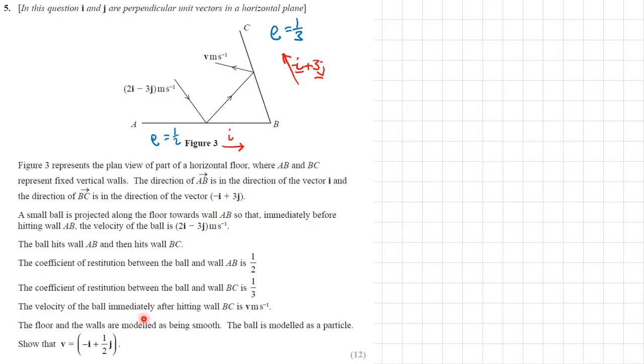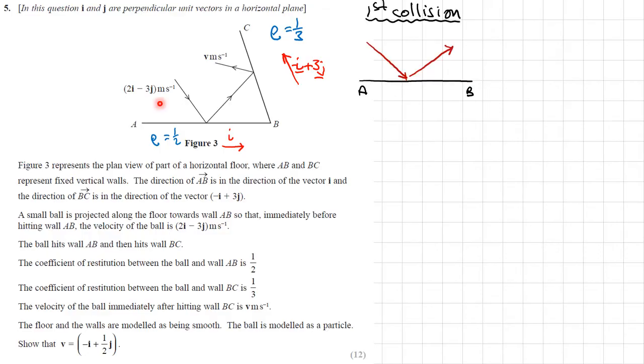The velocity of the ball immediately after hitting wall BC is v. Okay, and that's marked here on the diagram. And the floor and the walls are modelled as being smooth. The ball is modelled as a particle. Show that v is equal to negative i plus half j.